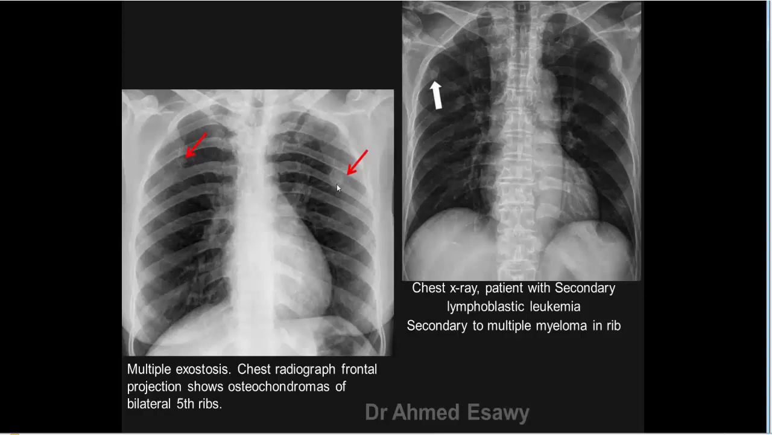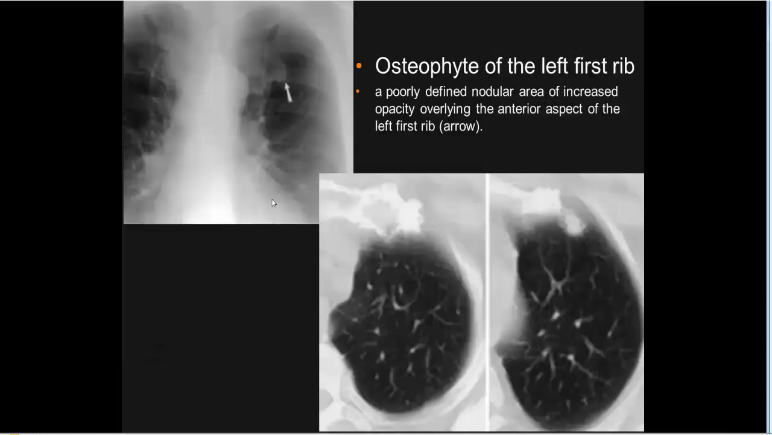Multiple exostosis, rib lesions, fracture, multiple exostosis, osteoma. This is one mimic of solitary pulmonary nodules. We found osteosarcoma of the bilateral fifth rib. Chest X-ray of a patient with secondary lymphoblastic leukemia. Multiple myeloma presents as a rib lesion, one of the mimics of solitary pulmonary nodule.